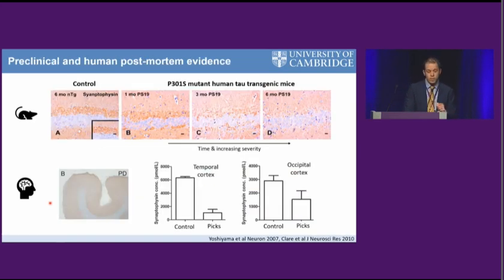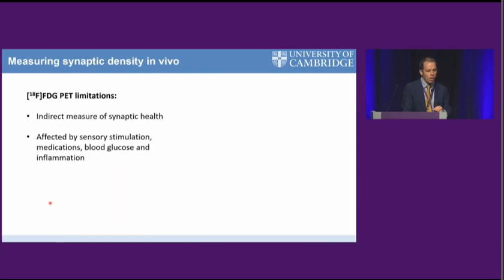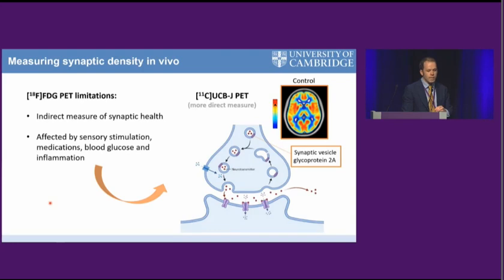Preclinical models of neurodegenerative disease have suggested that synaptic loss occurs early, and postmortem study in FTD suggests that the synaptic loss is extensive and correlates well with clinical severity. For a long time, we've had an indirect measure of synaptic health with FDG PET, but more recently, a number of groups have studied using UCB-J, which binds to the synaptic vesicle glycoprotein 2A in a number of neurodegenerative conditions.